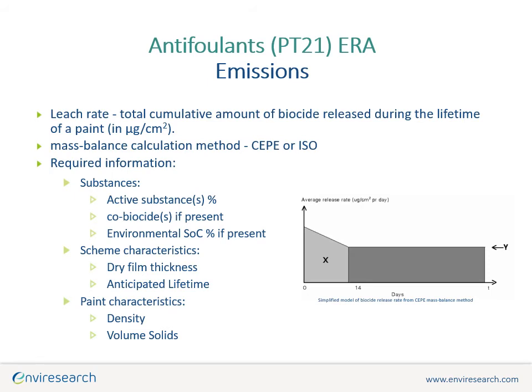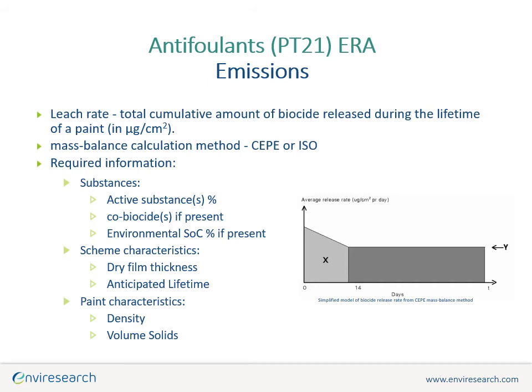However, there is a newer ISO method which is based on the same principle, so that's ISO 2010-10890. So the required information for both of these mass balance calculation methods are the substances involved, so that's the percent of your active substance, any co-biocides if there are any present, and any environmental substances of concern, for example zinc oxide. The scheme characteristics for your product, so your dry film thickness and the anticipated lifetime.